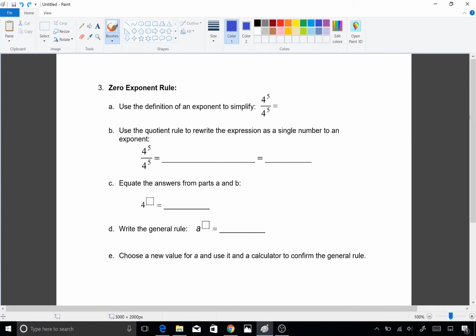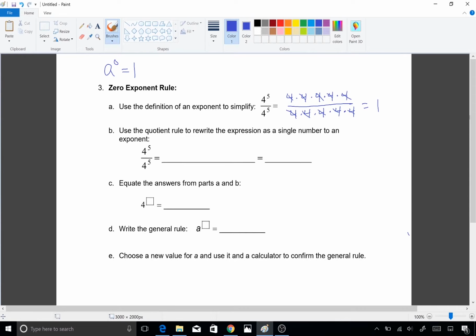Next, we have the zero exponent rule, and this says that anything to the power 0 equals 1. Using the definition here, we have 5 fours on the top. We have 4 times 4 times 4 times 4 times 4 divided by 4 times 4 times 4 times 4 times 4. And each of these is going to cancel out, and we'll be left with 1. A number divided by itself is always 1.